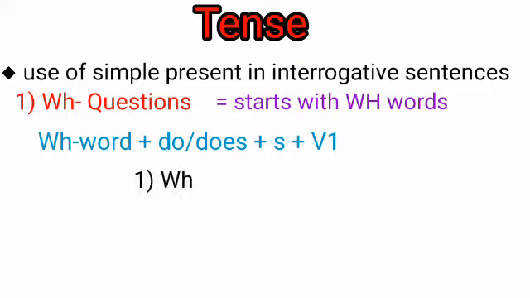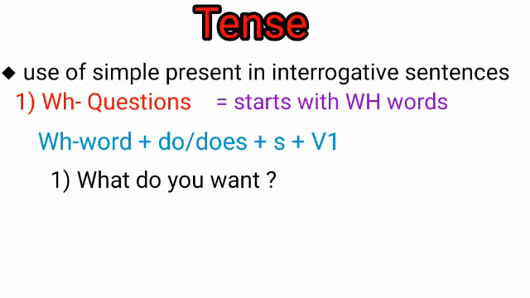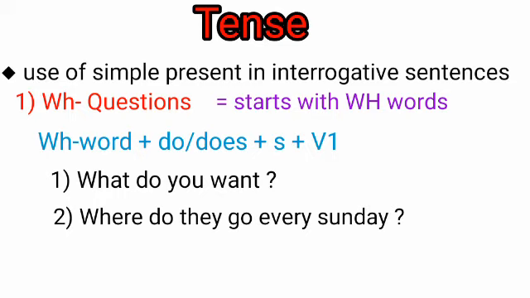First example, what do you want? Second example, where do they go every Sunday? And the third example, why does she cry? Now, see carefully that every question is starting with WH words like what, where, and why. And after WH words, I use either do or does.